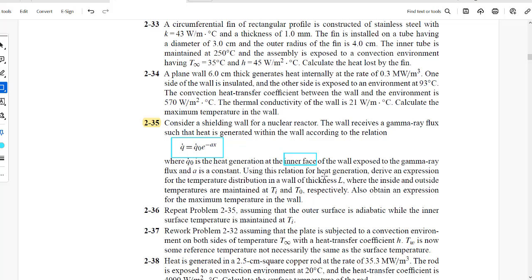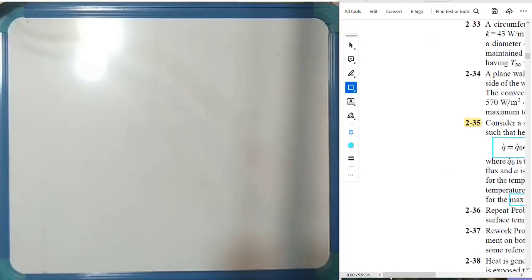So using the relation for generation, derive an expression for the temperature distribution in a wall of thickness L, where the inside and outside temperatures are maintained at Ti and To respectively. Also obtain an expression for the maximum temperature in the wall. Okay, let's go to the whiteboard and solve this problem.